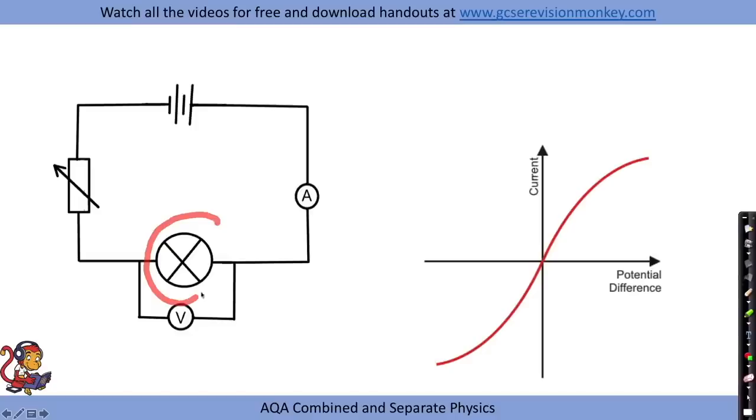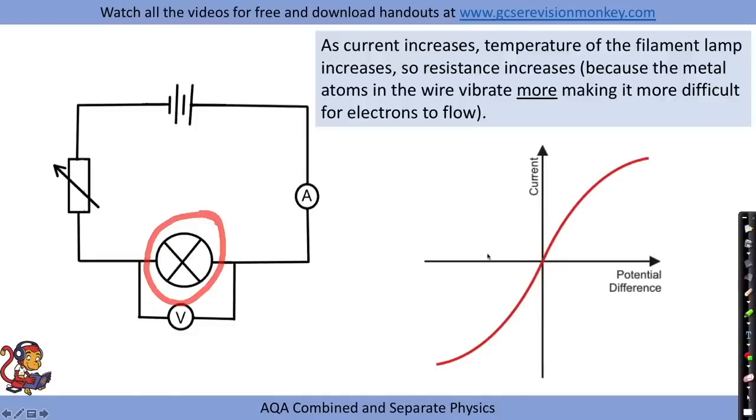Finally, you might want to draw an IV graph for a filament lamp, and this graph has a different shape again, because as current increases, the temperature of the filament lamp also increases, so resistance increases. You can see here the graph tailing off as current gets higher. The trouble is the lamp gets very, very hot, and then the atoms in the wire vibrate more. They are already vibrating because they're a solid, but they vibrate more, making it more difficult for the electrons to flow. So we get this curving off here as the resistance gets really high, so current can't increase at the same rate that it was before.